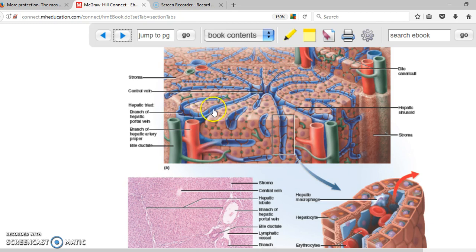And then the vein, you see, goes in here. But at the end, everything is going to have this mixed blood in here, with oxygen and without oxygen, as you can see, because this is red and blue. They are all going to end right here in the central vein.